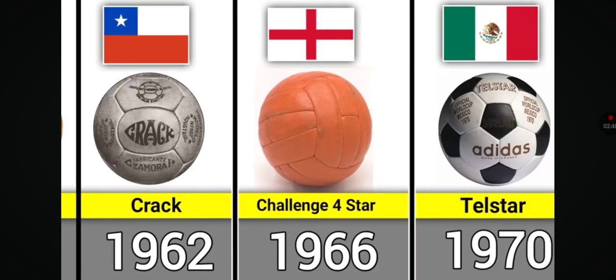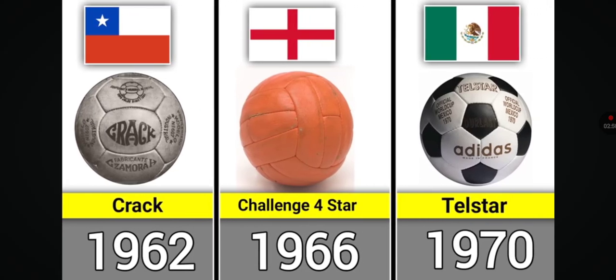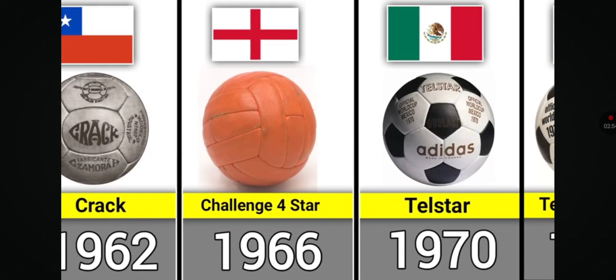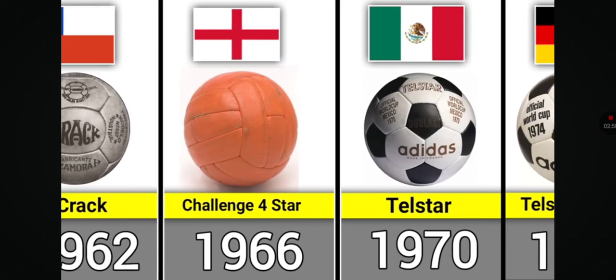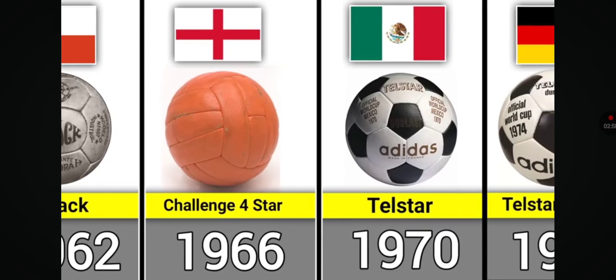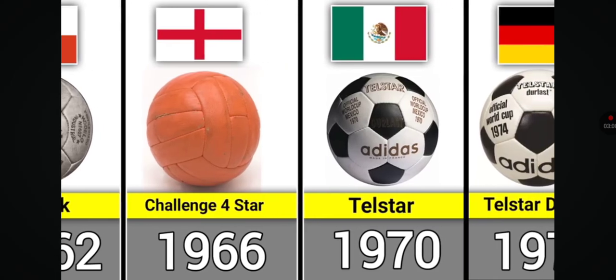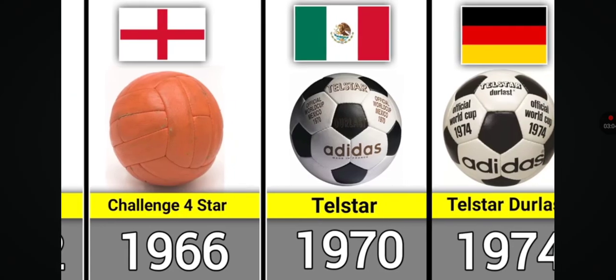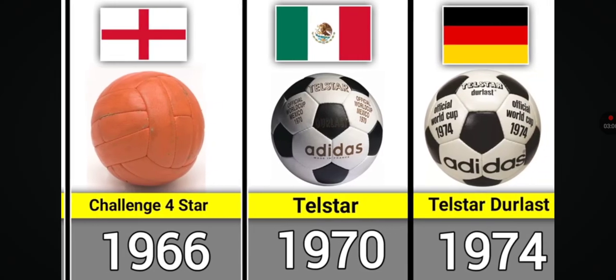1970, Telstar. The Telstar changed everything in Mexico 1970 with its black and white design. It was made for television visibility, helping fans follow the ball clearly on screen. This innovation made it one of the most famous footballs ever created. Football had officially entered the TV era.